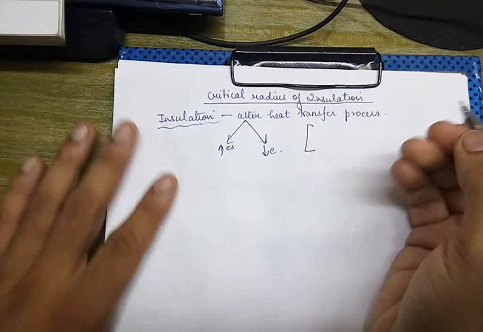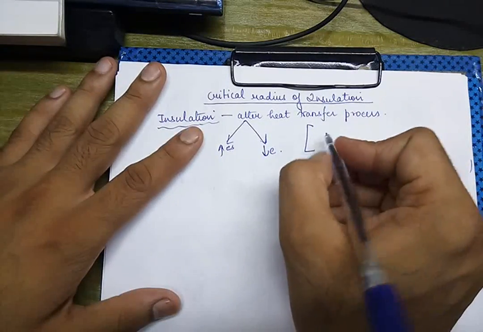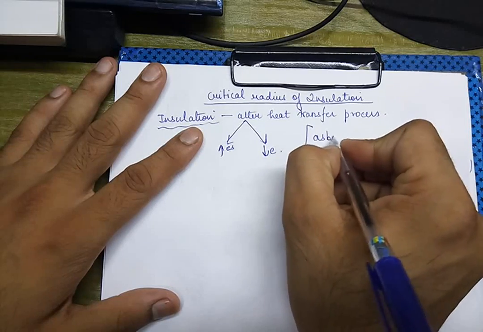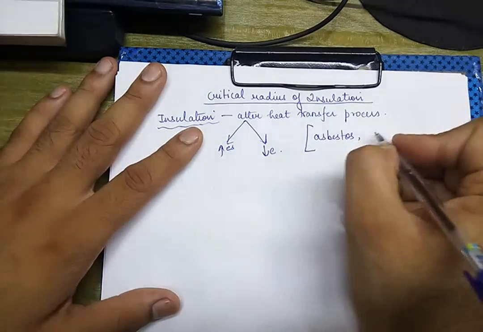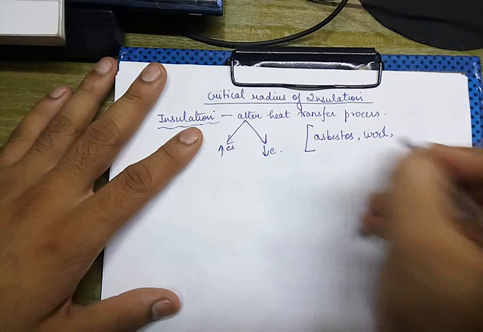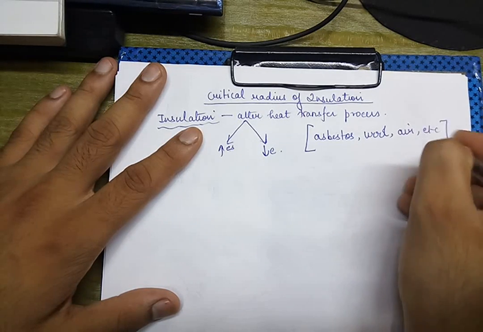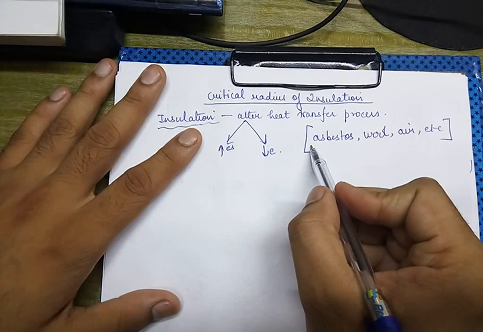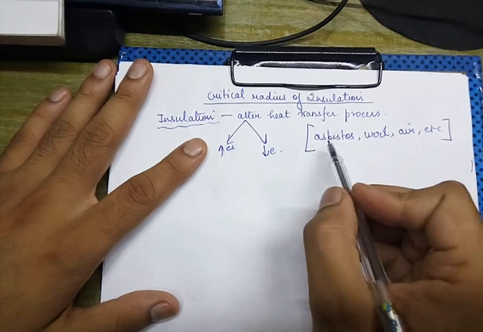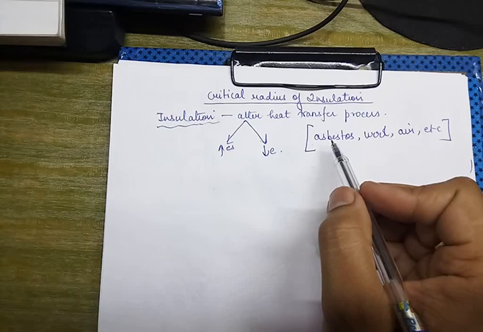Insulation materials that we have discussed in the previous lectures were asbestos, then we had wool, then we have air, etc. These were some of the common insulating materials that have been discussed in the previous lectures.